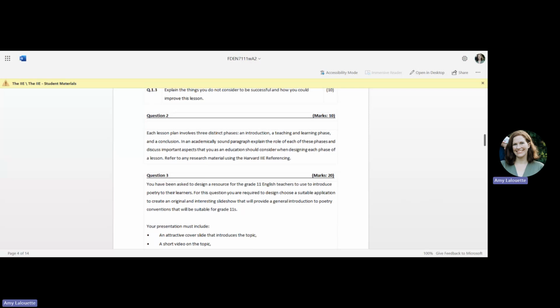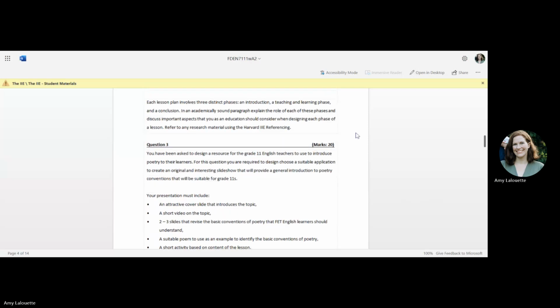So for example, in the introduction, one of the things you don't have to think about is assessment, because that's not the role of an introduction. The role of an introduction is to introduce the lesson. So what sort of things do you need to consider in order to make it a good introduction? What do you need to consider in order to make it a good teaching and learning phase? So essentially, what are the things you need to think about to make a good lesson?